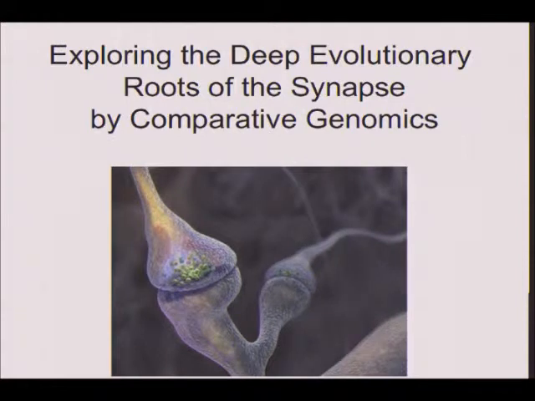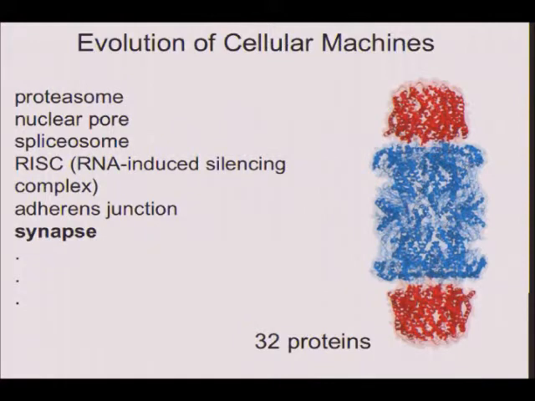To wade into this topic, I want to put this into the context of how cellular machines in general might evolve, and the synapse, of course, is one such cellular machine. Cells have lots of them: proteasome, nuclear pore, spliceosome. There are lots of them. And we know a lot about the component proteins of these machines.